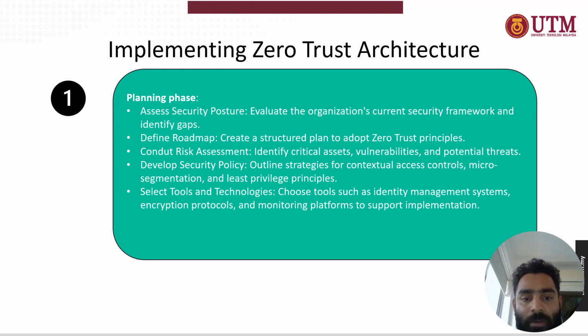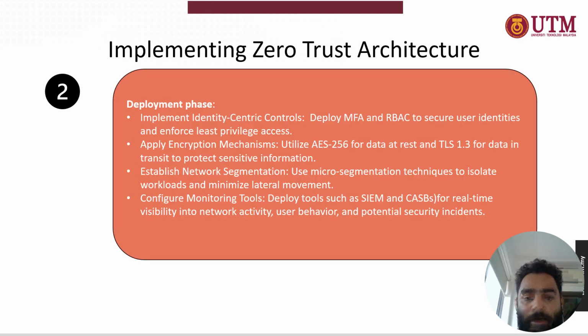Then develop a security policy based on the outlines which we have prepared. Make access control policies, micro segmentation, and least privilege principles. The last one is selecting tools and technologies. Choose tools such as SIEM or CASB for the management system, encryption protocols, and also for the monitoring platform to support the implementation.